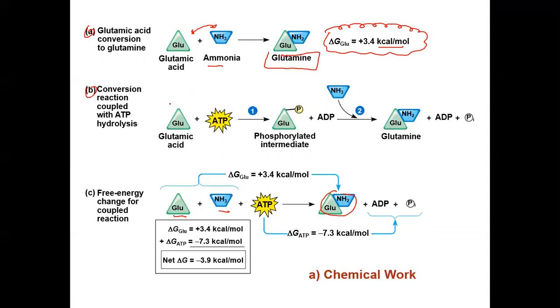But if I couple it, right, the key word is coupled. If I put ATP in the presence of that glutamic acid, ATP donates a phosphate. And that one phosphate makes this thing super unstable. And then that's going to allow that ammonia to come and bind. So basically, when you think about it from this standpoint, when you look at this phosphorylated intermediate, this makes it unstable.